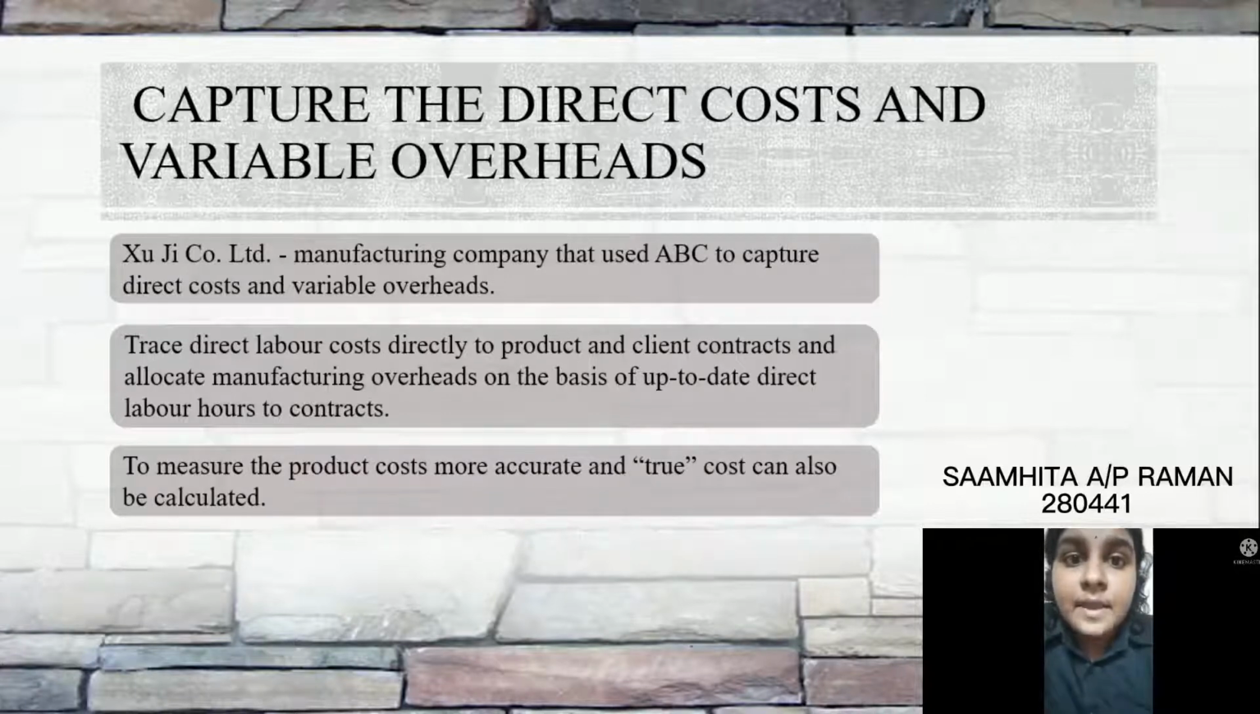manufacturing overheads on the basis of up-to-date labor hours to contracts. The ABC system has successfully induced standardization in their working practices and processes. Before this, the company used the traditional accounting system. The inaccuracy of the traditional costing system seriously impeded the company's ability to compete on pricing. So we can see that the ABC system enables the management team to measure the product cost more accurately, and true cost can be calculated. That's all from me. Thank you so much.